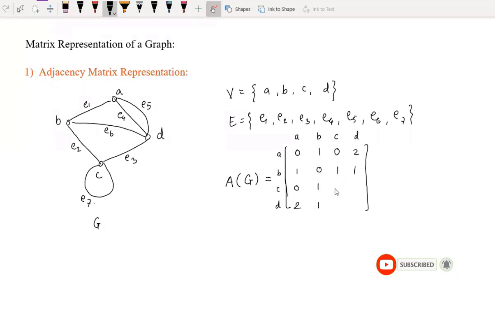Okay. Now the third one, C to C. Are there any edges between C to C? Yes. 1. That means one loop is there. So that's why one edge is there between C to C. Then C to D. There is one edge between C to D. And then third row, third column is identical. So this entry is also 1. And then D to D, 0. So this is your adjacency matrix.